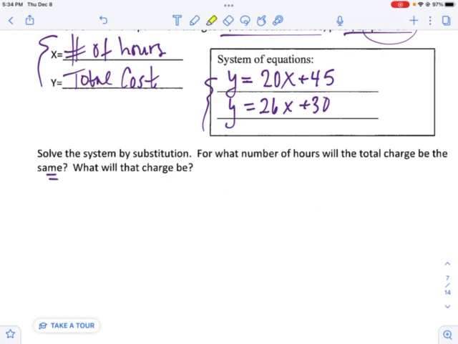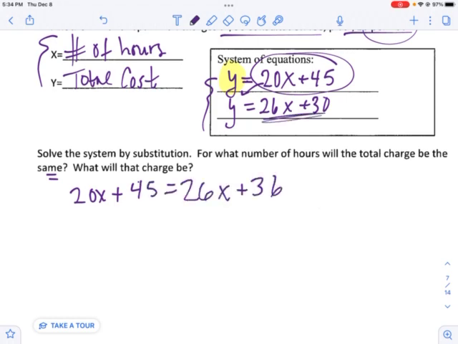Again, I'm going to look at which term with the variable has a lower coefficient. I have 26 and 20. Well, let's move the 20x. I'll subtract it from both sides. And I now have 45 equals 6x plus 30.